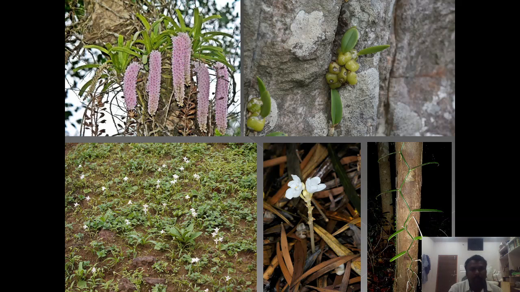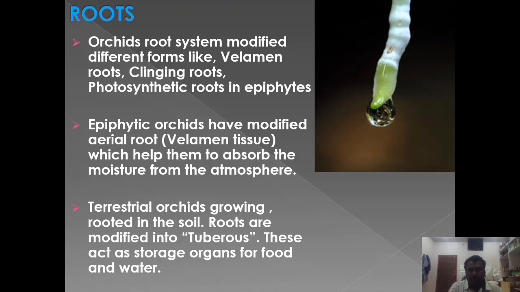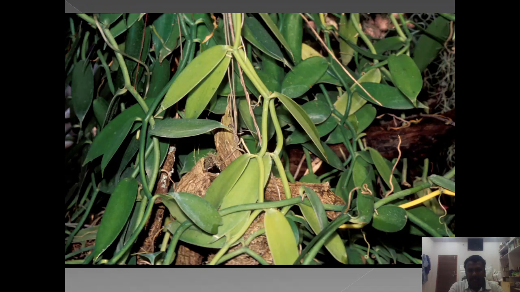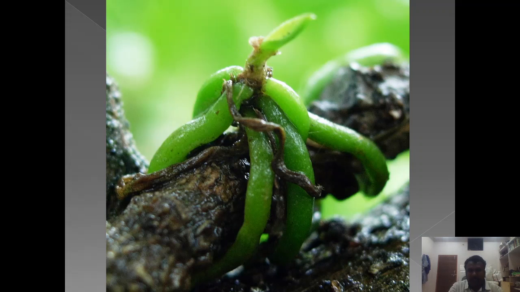These are the different habitats of the plants: epiphyte, lithophyte, mesophyte, saprophyte, and climbing one. You can observe here the single root at each node of the Vanilla to climb. This is Taeniophyllum, which is a leafless herb. Here the roots are green in color and function in photosynthesis.